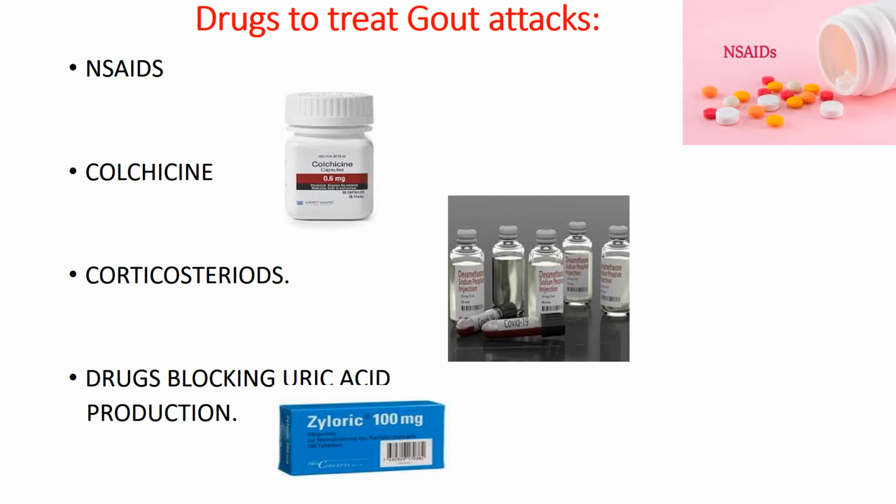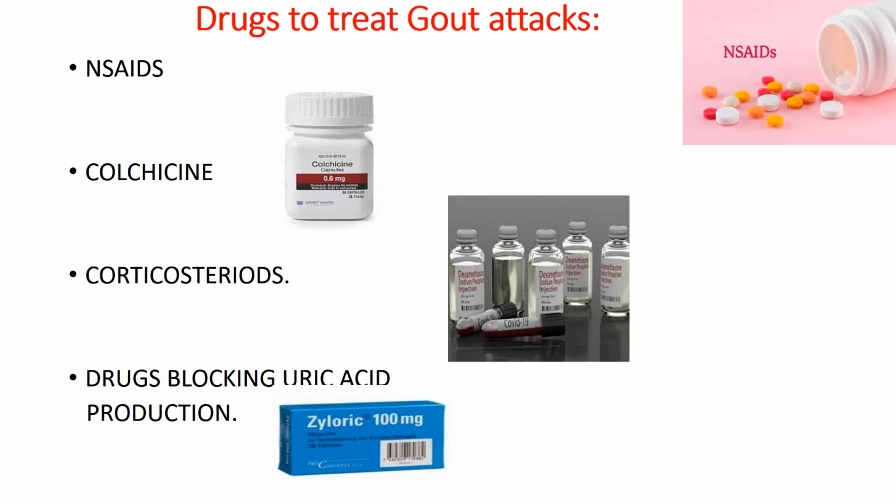Now, before concluding today's session, let's know about the drugs that we use to treat acute gouty attacks. These include non-steroidal anti-inflammatory drugs. These drugs are Brufen, naproxen, indomethacin-like drugs. The second drug we use is colchicine. These drugs also reduce pain in these patients.